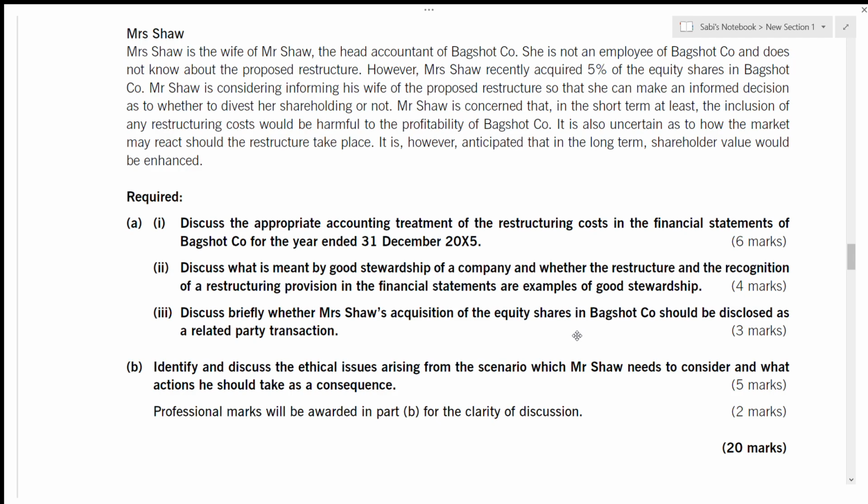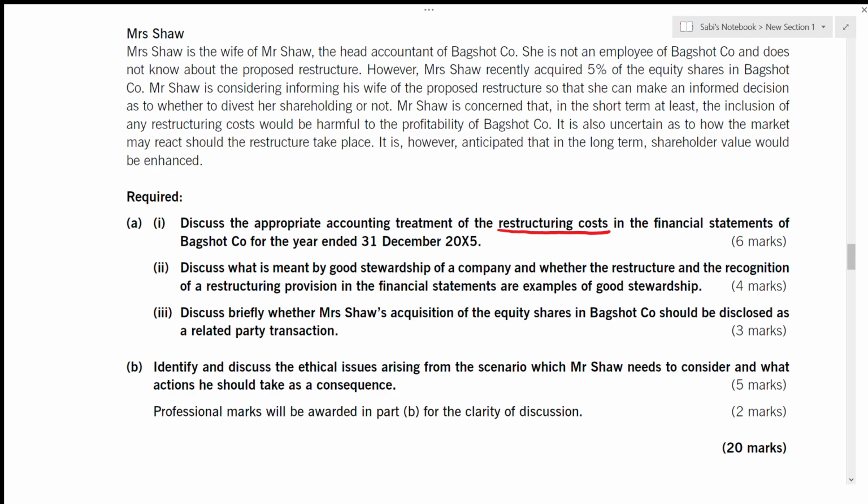So now let's go through this. Part A, the first part is saying discuss the appropriate accounting treatment of the restructuring cost in the financial statements of Backshot Company for the year ended 31st December 2005. So they are talking about restructuring cost here. The main idea, the theme here is restructuring cost, right? Which is for 6 marks. So make sure that you go through restructuring cost, right? Because this is mostly overlooked by many candidates.